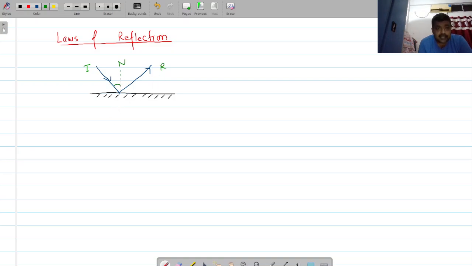This is the angle of incidence. The angle of incidence is the angle between the incident ray and the normal. And this is the angle of reflection. The angle of reflection is the angle between the reflected ray and the normal.